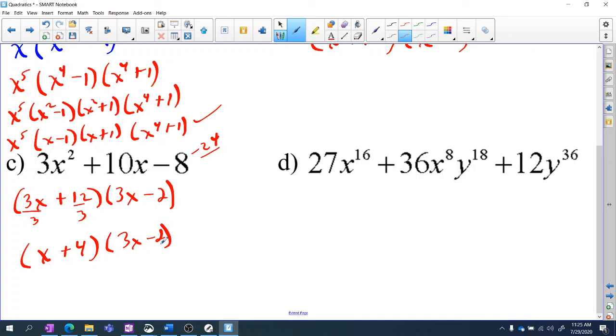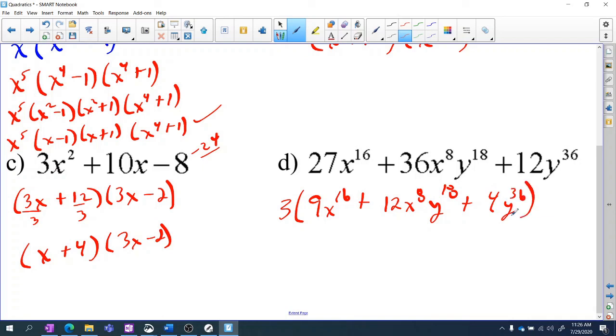Let's see what we're dealing with here. 27, 36, and 12 are all divisible by 3. Let's take out a 3 and see what that does. So I take out a 3. I get 9x to the 16th plus 12x to the 8th, y to the 18th, plus 4y to the 36th.